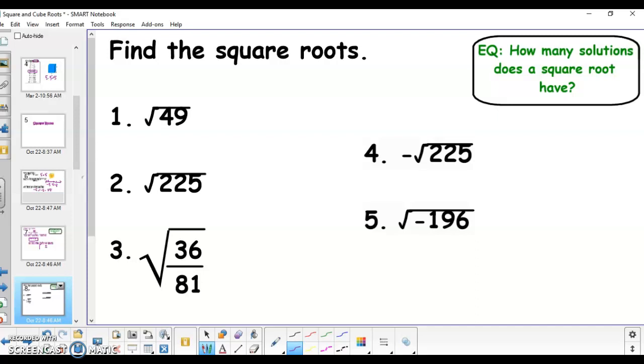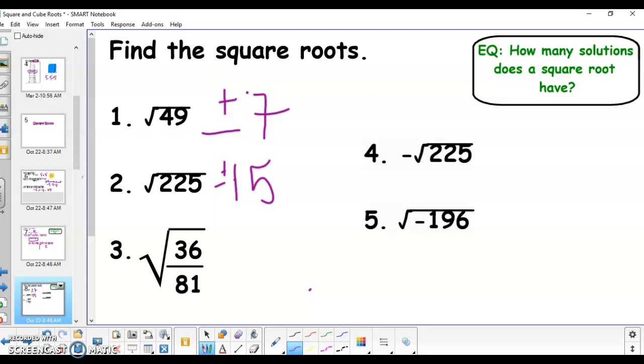Okay, let's keep going. Take a moment, pause the video, try these 5 on your own. I am going to continue. What is the square root of 49? A number times itself to get 49. 7, positive 7, and negative 7, plus or minus 7. The same thing is true for the square root of 225, positive and negative 15.